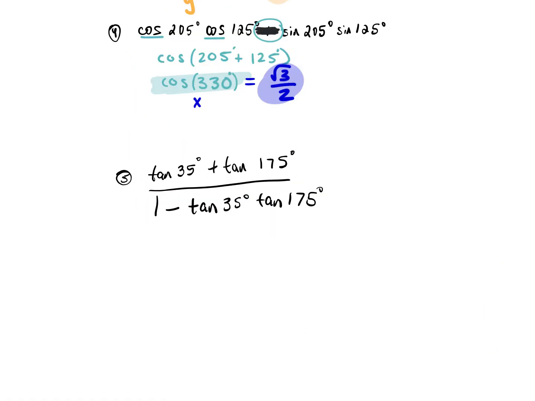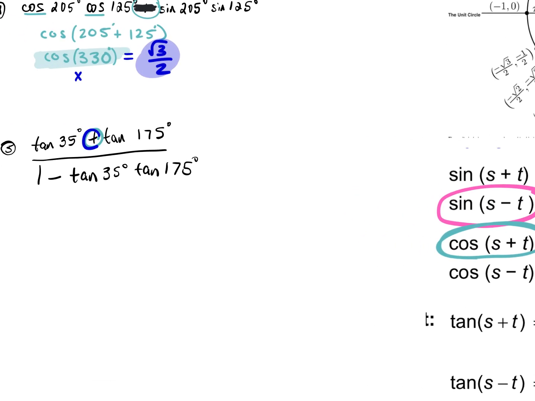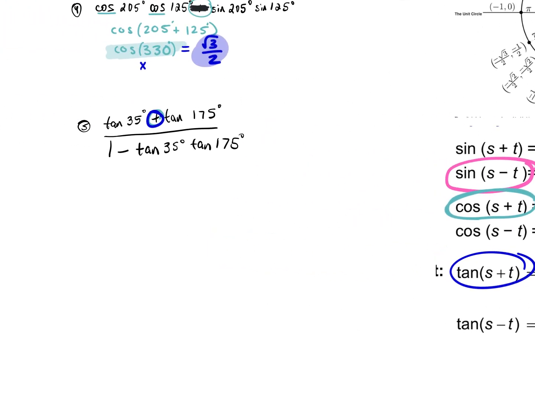So with number 5, we have a tangent with a plus sign in the middle. So which of our formulas has tangent with a plus sign in the middle? The first one. Perfect. Tangent with the plus sign is tangent plus. So tangent, the first number is going to be our s, second one's our t. So tangent of 35 plus 175. So we get tangent of 210.